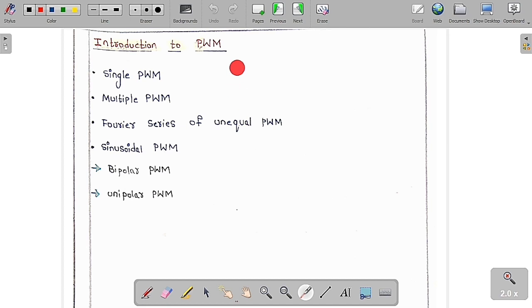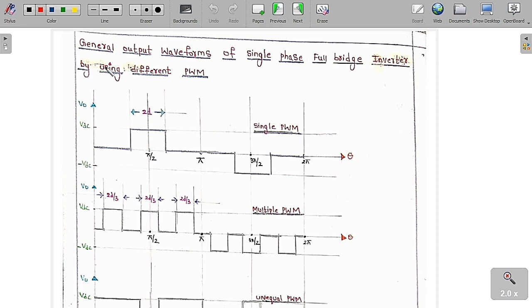So in pulse width modulation, we are going to study all these things in a very detailed manner: single pulse width modulation, multiple pulse width modulation, Fourier series of unequal pulse width modulation. In the sinusoidal pulse width modulation, we are going to study the bipolar and also the unipolar pulse width modulation. Now we are going to study general output waveforms of the single phase full bridge inverter by using different PWM.